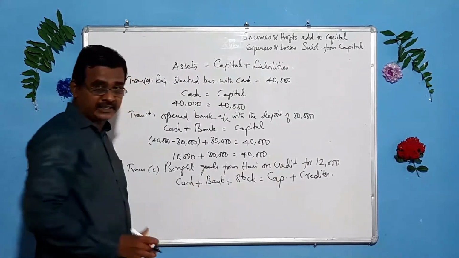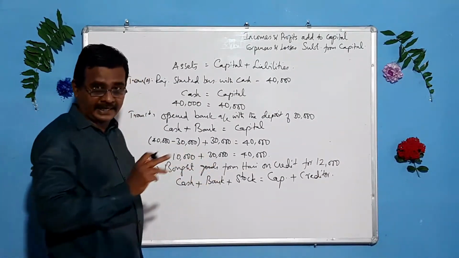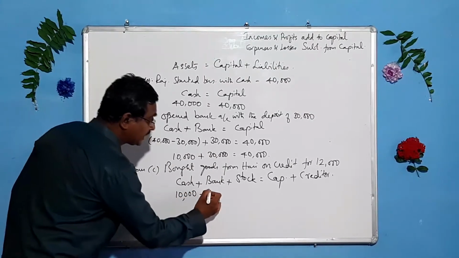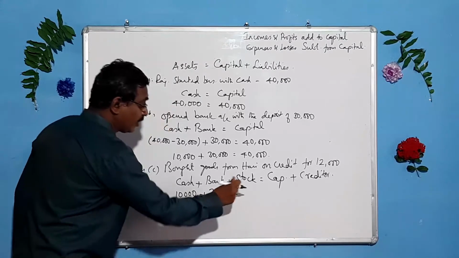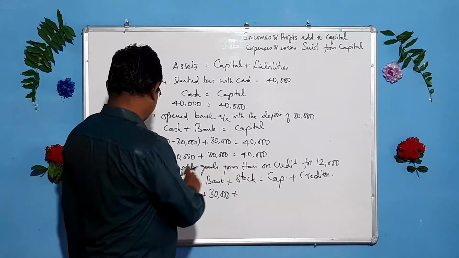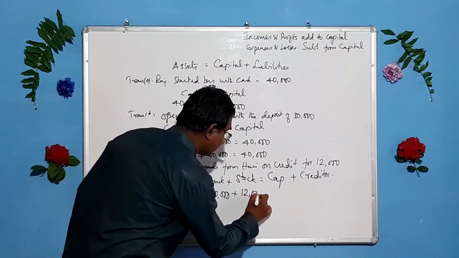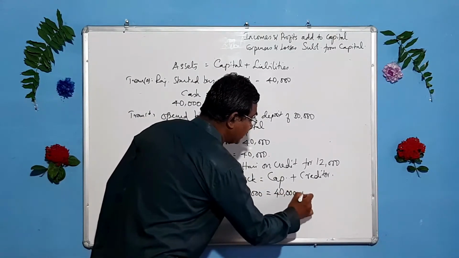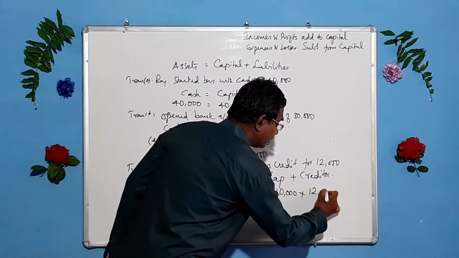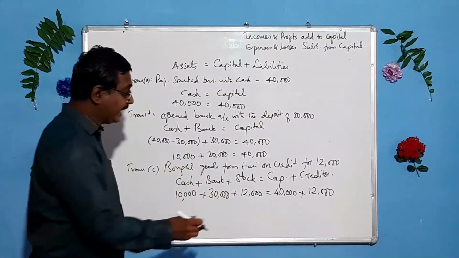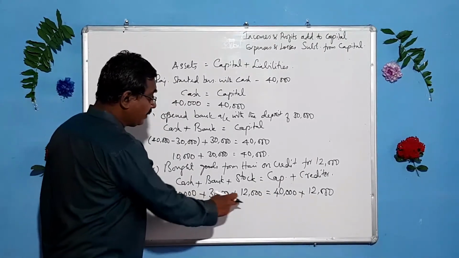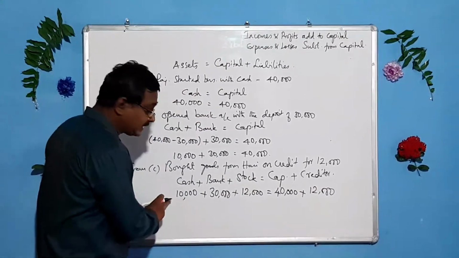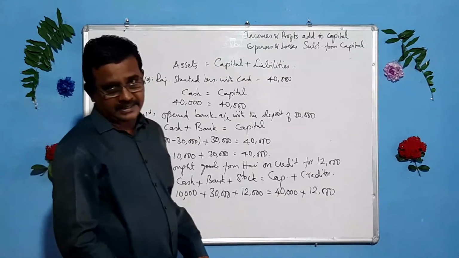This is the equation we have framed. Now we go for writing the amount. Cash. There is no change in cash, 10,000. There is no change in bank, 30,000. But we have borrowed stock from Hari, and that is the amount 12,000, is equal to capital. There is no change in the capital, 40,000 plus creditor 12,000. If you add these things, you must get the same amount. 10, 40, 52. 40, 52. You will get the same answer. This is the equation and this is the amount. Let us go to the next transaction.